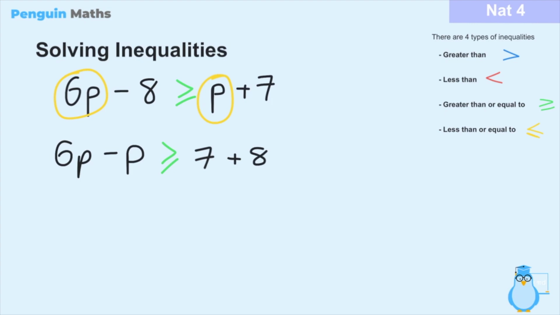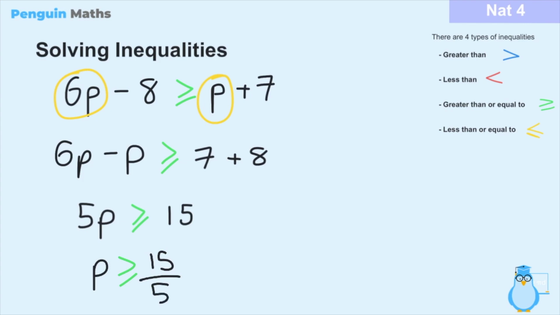So then if we have on the left hand side 6p minus one other p, 6 minus 1 is going to just be 5p, and that's going to be greater than or equal to 7 plus 8, which is just 15. And now if 5p is greater than or equal to 15, what we want to do is have p by itself, and that means bringing this 5 over to the other side. And because it's 5 times p, the 5 is going to be divided by on this other side. So that would mean then that p is greater than or equal to 15 divided by 5. And then if we do 15 divided by 5, we know that is equal to 3.